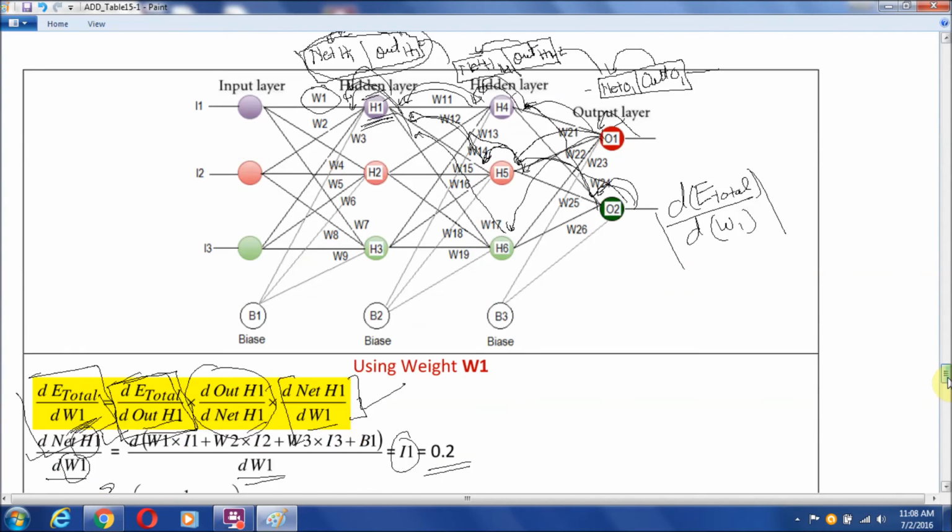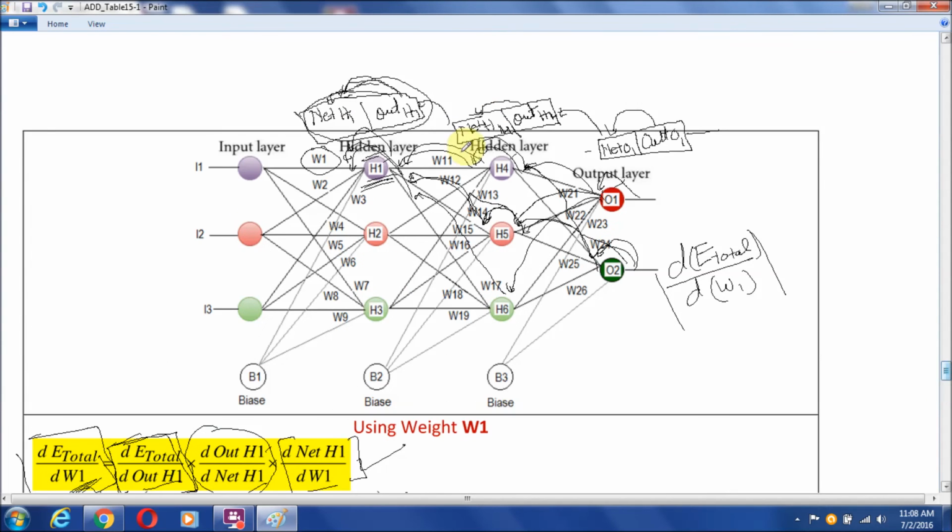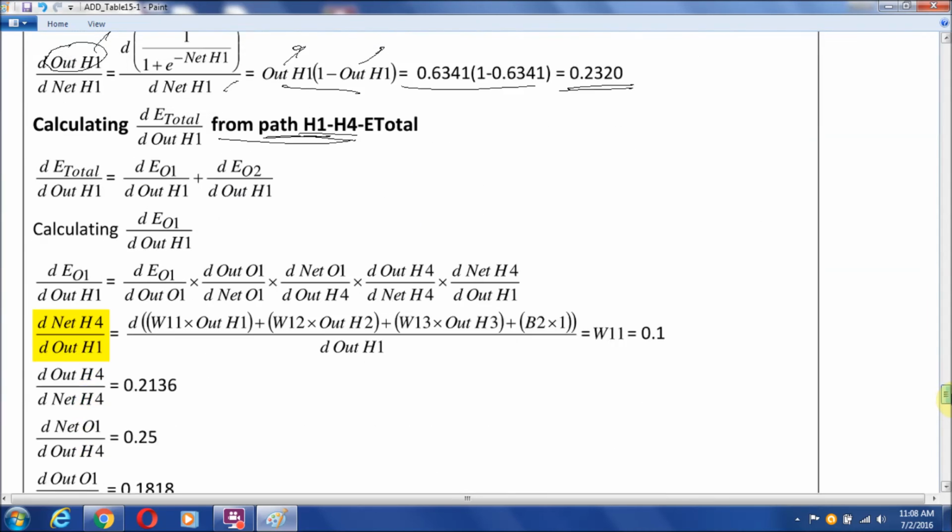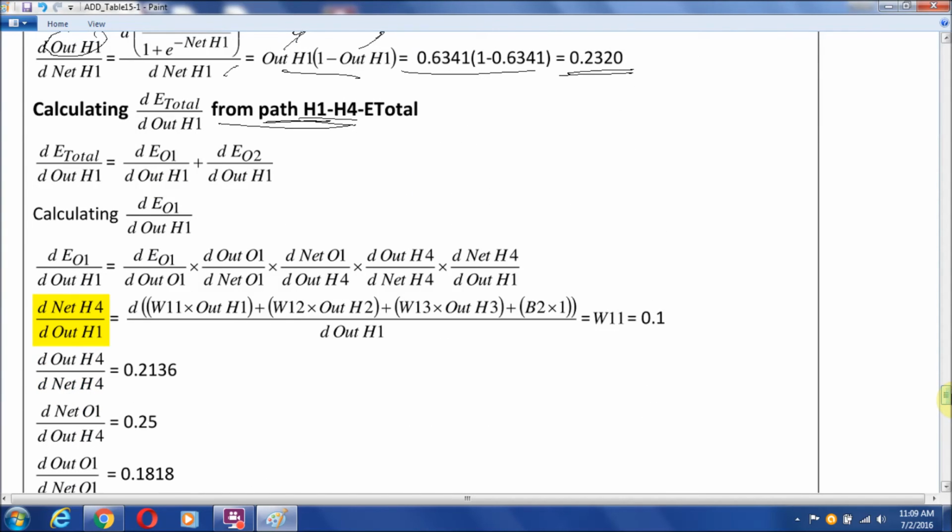We will go through just one path to demonstrate how we can calculate it. So our path is this way to calculate the error propagation. In this case, the error propagation will be the derivative of EO1 with respect to out H1, plus the derivative of EO2 with respect to out H1. First we will calculate this derivative. This derivation is very simple, though it contains a long chain.